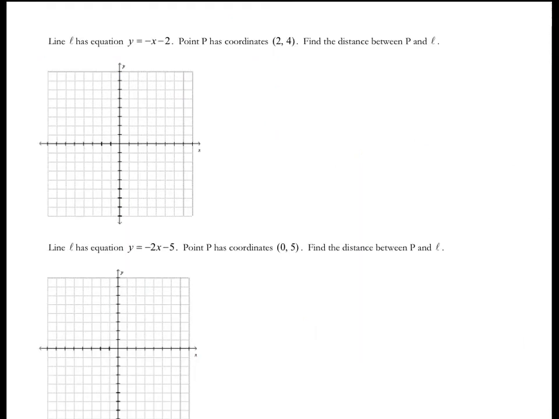Alright, for the next problem, we're going to have, again, a line which has a slope of negative 1 and a y-intercept of negative 2. So we're going to graph the line and then do a slope of negative 1. So down 1 over 1, down 1 over 1. This is a negative 1 slope. Or up 1, left 1, up 1, left 1, up 2, left 2. Those would all be negative 1 slopes. So here's our line, y equals negative x minus 2.